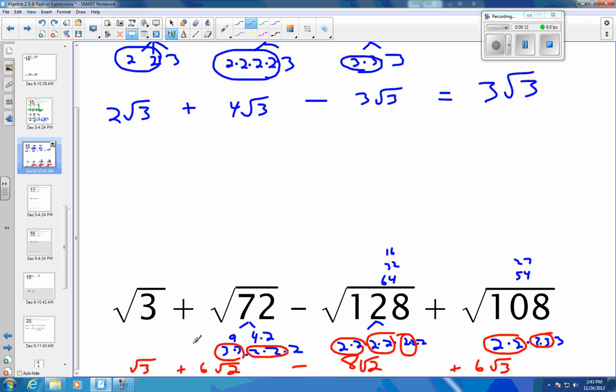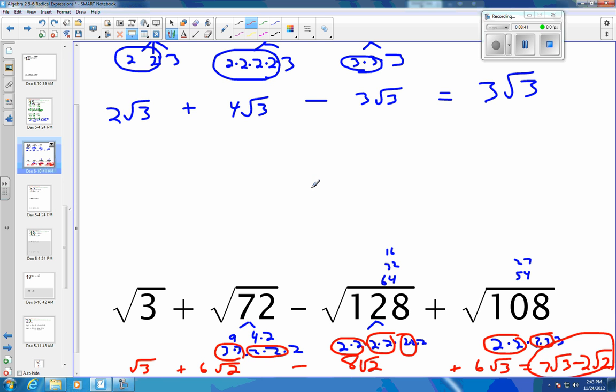And then I need to combine like terms. So square root of 3 over here, that's one of them, plus 6 more of them is going to be 7 square roots of 3. And then I've got 6 square roots of 2 minus 8 square roots of 2. So 6 minus 8 is minus 2 square roots of 2. And that's my final answer on that one. Okay, 7 square roots of 3 minus 2 square roots of 2.